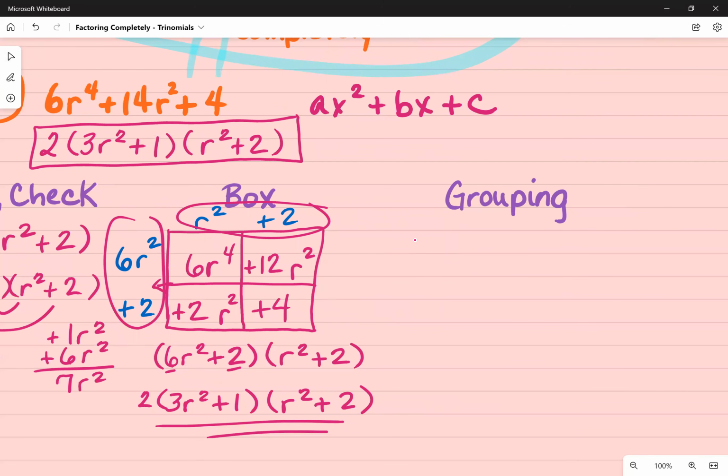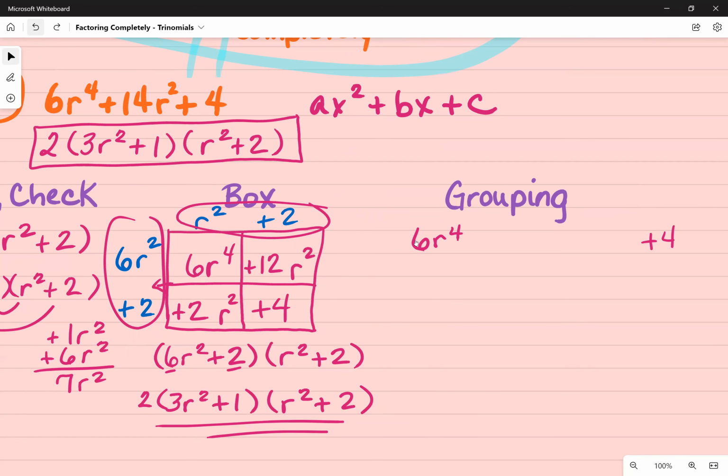So I'm going to take my first term. I'm going to leave some space, take my last term. And the reason I'm leaving the space is because I need 2 numbers to replace this 14r. And what are those 2 numbers? We just said they're going to be positive 12 and positive 2. So it doesn't matter which order.